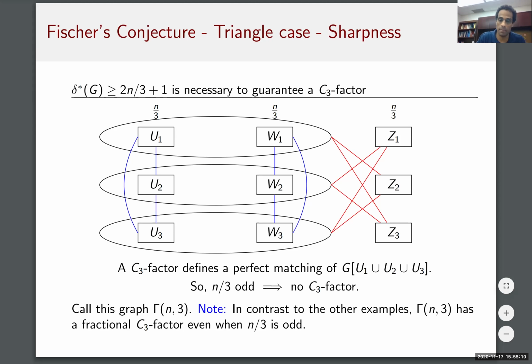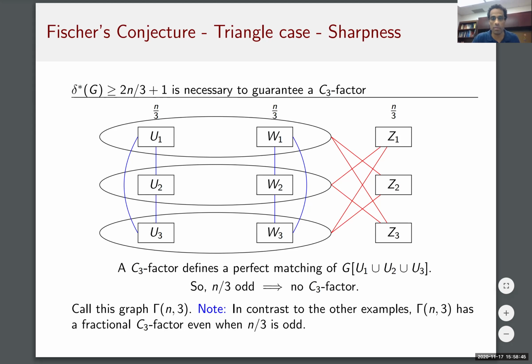It's that gamma n3 has a fractional C3 factor, even in the case when n over 3 is odd. It doesn't have a regular C3 factor, but it has a fractional C3 factor. One way to think about a fractional C3 factor is that you can formulate the problem of finding a C3 factor as an integer programming problem, and then looking for a fractional C3 factor would be the relaxation of that problem.